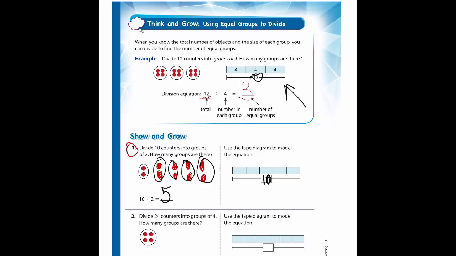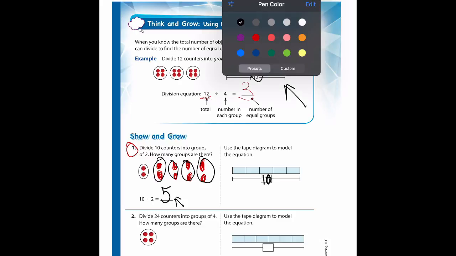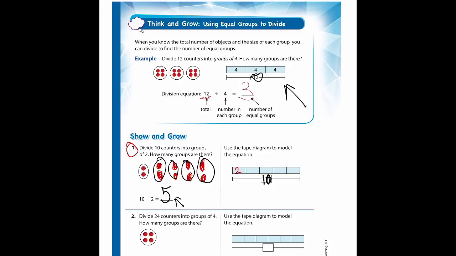Now, this is kind of nice because it already shows us how many groups. We have 1, 2, 3, 4, 5, and that was our answer here. So our answer checks out. How many did we have in each group? Well, I had 2 red dots. So I have 2 and 2 and 2 and 2 and 2. So I have 2 in each.